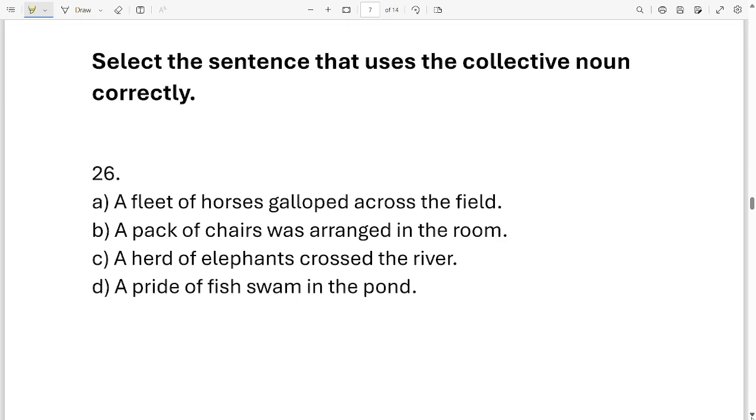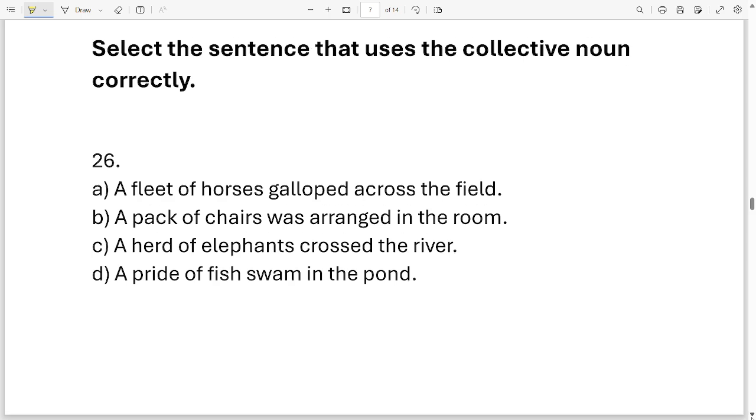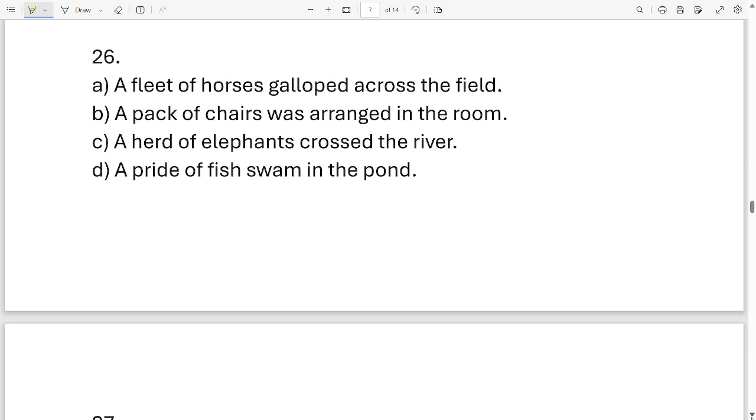Here the instruction is: select the sentence that uses the collective noun correctly. Okay, let's get started. Here you can see for question number 26, 4 sentences are given in the form of 4 options. Out of these 4 sentences, you have to see which sentence uses the collective noun properly. Which sentence is correct?